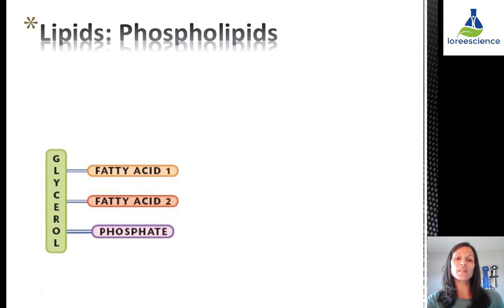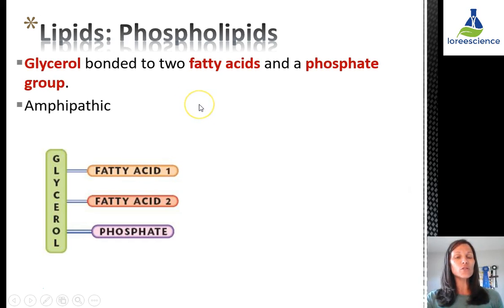The second type of lipids that we want to take a look at are phospholipids. So again, looks very similar, starting with our glycerol backbone. We have two fatty acids this time and a phosphate, as the name implies. So it's a glycerol bonded to two fatty acids with a phosphate group.